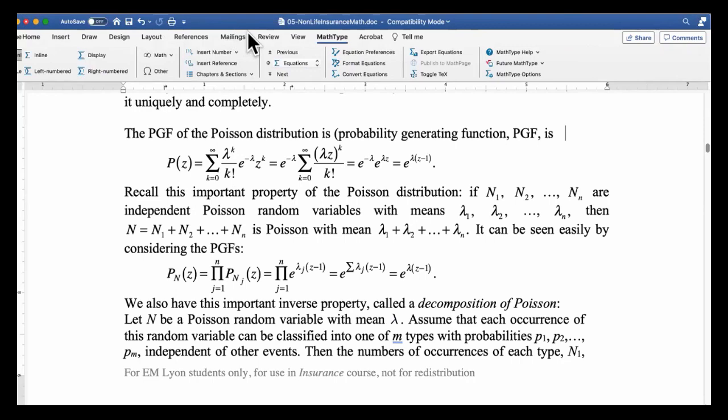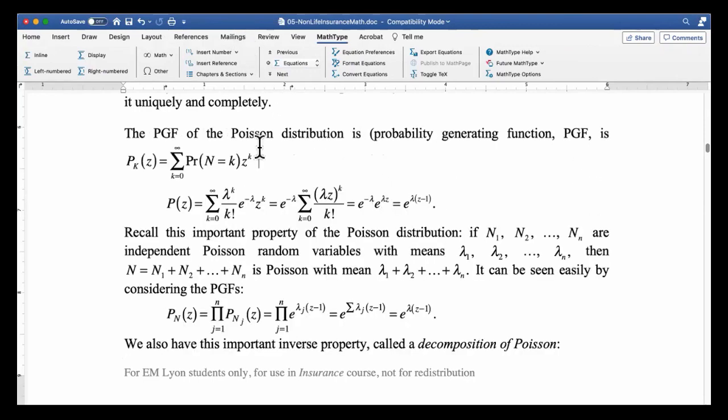So for a random variable k, and we will only look at discrete random variables, the probability generating function is defined this way: it's the sum from k equal to 0 to plus infinity of the probability that n is equal to k times z to the k. In general, I should say what it is in general.